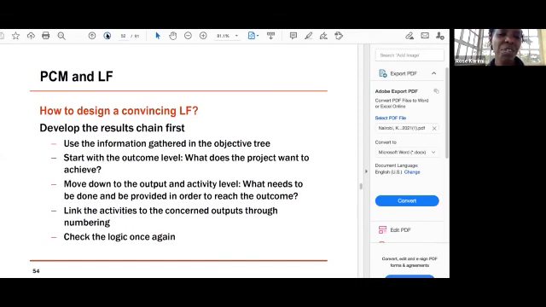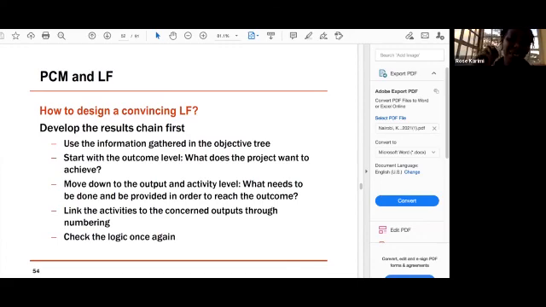How do we design a convincing log frame? We have to develop the results chain first, and that's where we use the information we have gathered in our objective tree. Start with the outcome level. What do you want to achieve? Our objective. Then move down to output and activity. What needs to be done and be provided? What are the activities? You link them to the outputs through numbering, like we have just seen in the other one.